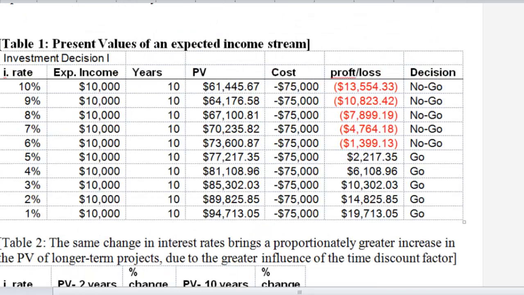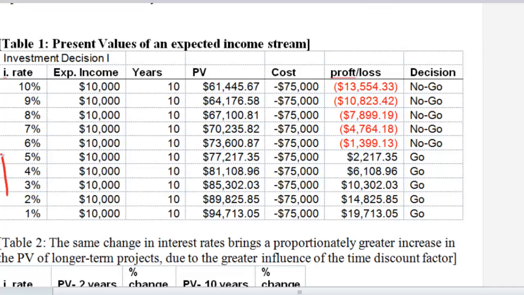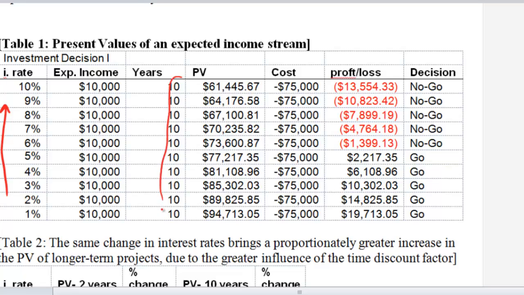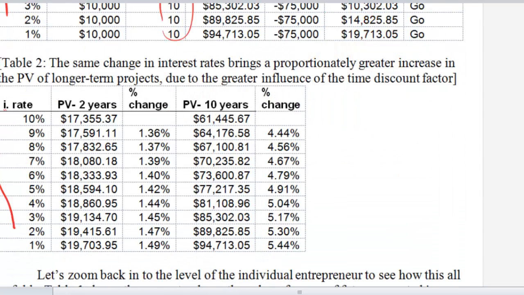By the way, remember what I showed you with the present value tables. As interest rates go up, present value of long-term investments goes down. So we're going to see a shift away from long-term investments and towards shorter-term investments. As interest rates go up, there's a bigger change in long-term investments than there is in short-term investments.